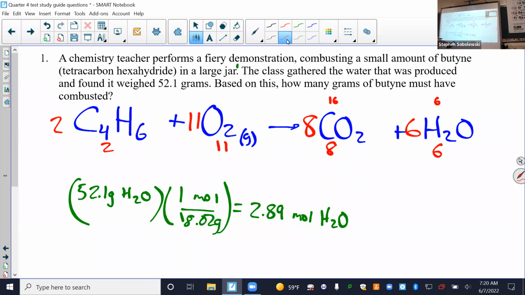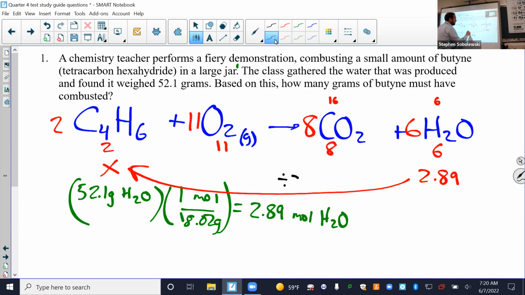Okay, we're going to plug the 2.89 right here, and we're going to put an X under the butane. I'm going to apply a 6:2 ratio, meaning I'm going to divide that by 3. 2.89 divided by 3 is 0.964 moles of C4H6.